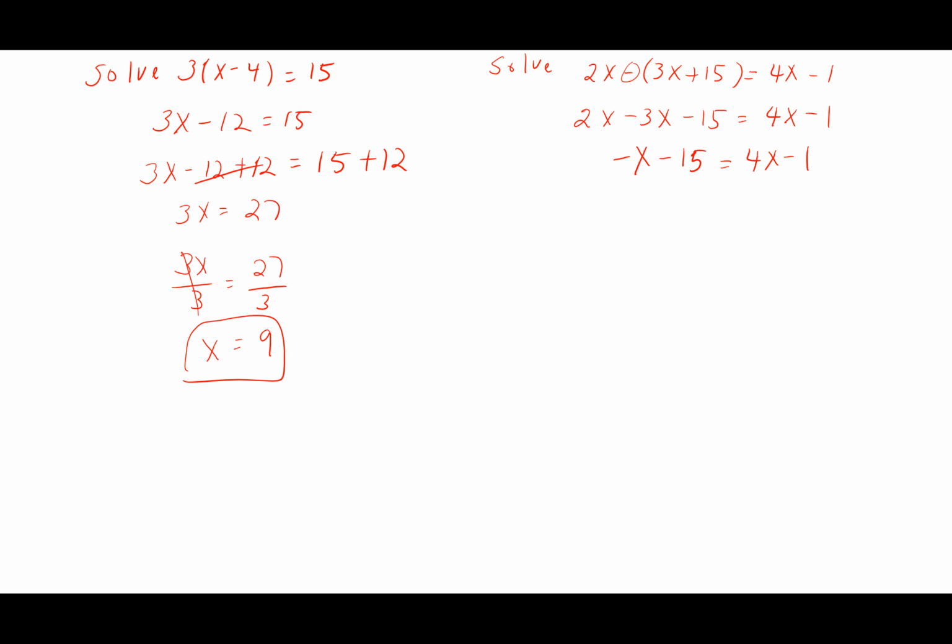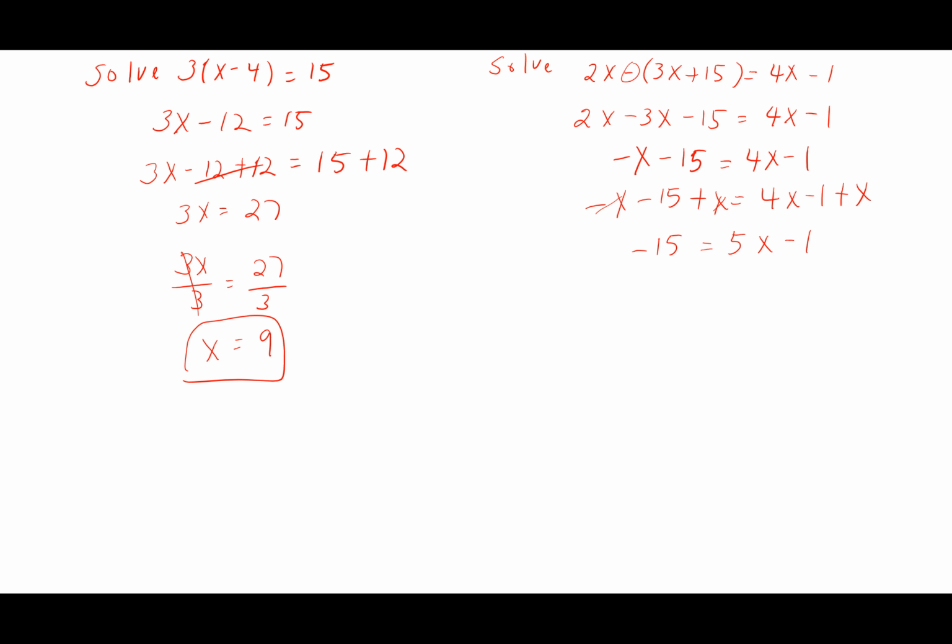Alright, so let's get 15 by itself. I missed something somewhere, hold on. Oh, let's put the x on this side of the equation first. Yeah, let's do that. So if we have negative x, or minus x, we're going to add x, because you don't want a negative value to end up with. So minus x minus 15 plus x equals 4x minus 1 plus x. So that gets rid of this x. So that's going to be minus 15 equals 5x minus 1.